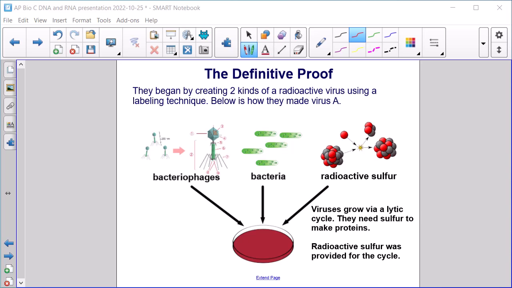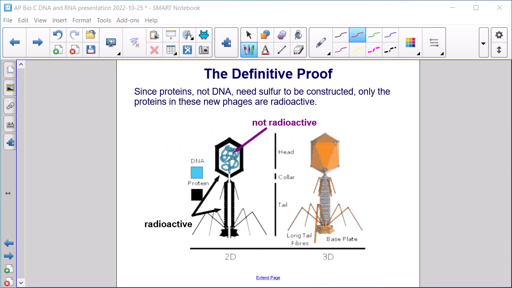Below is how they made virus A. Using bacteriophages, bacteria, and radioactive sulfur in a petri dish, viruses grow via a lytic cycle. They need sulfur to make proteins. Radioactive sulfur was provided for the cycle to ensure for the radioactive labeling. Since it is the proteins and not the DNA that need sulfur to be constructed, only the proteins in these new phages are radioactive. So only the outer protein parts would show the radioactive marker.